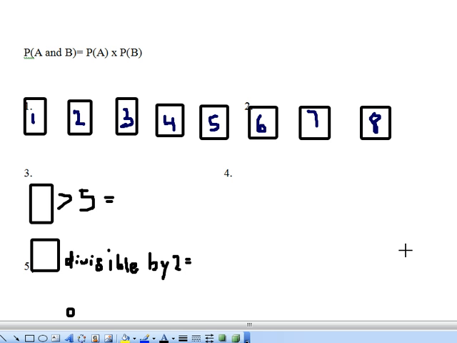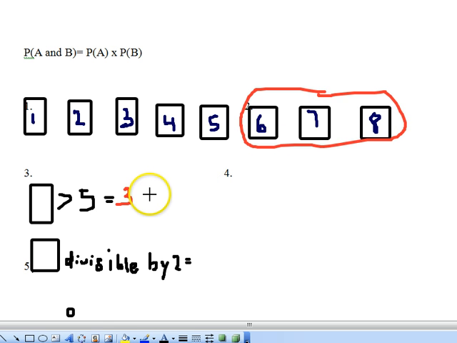Okay? Then another card is drawn. What is the probability that the first card is greater than 5 and the second card is divisible by 2? As you can see here, I've drawn out 8 cards. And we're going to find out the probability that the first card would be greater than 5 first. So if you look up here, greater than 5, there are 3 of them. There are 3 total. And they're these 3 right here, 6, 7, and 8. These are all greater than 5.